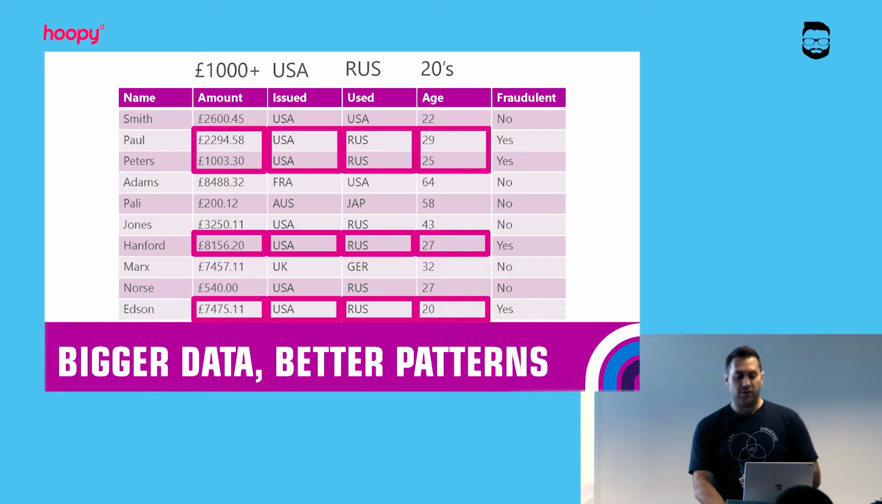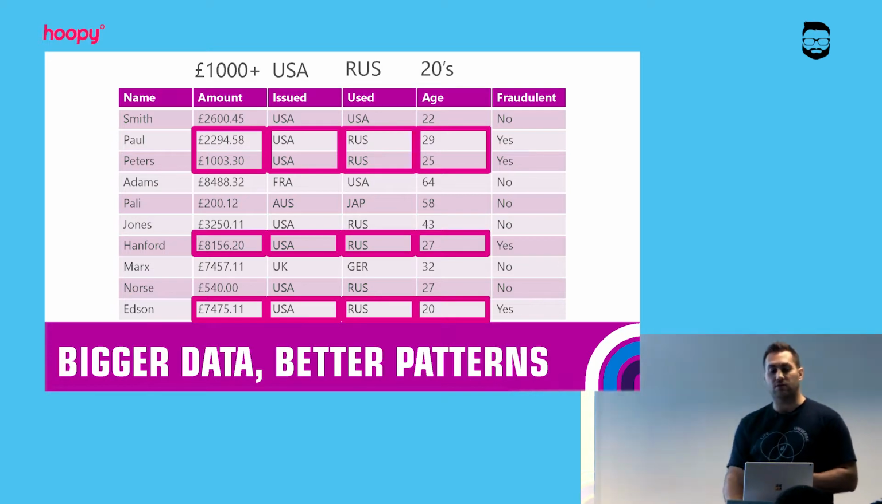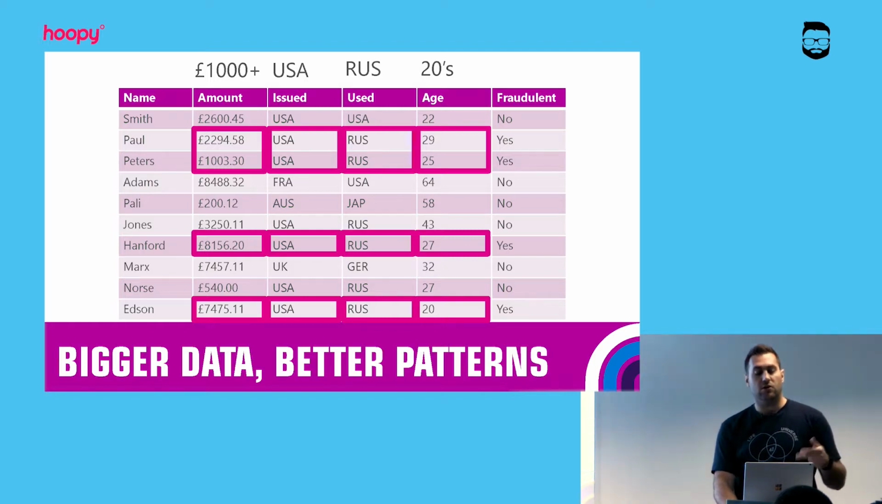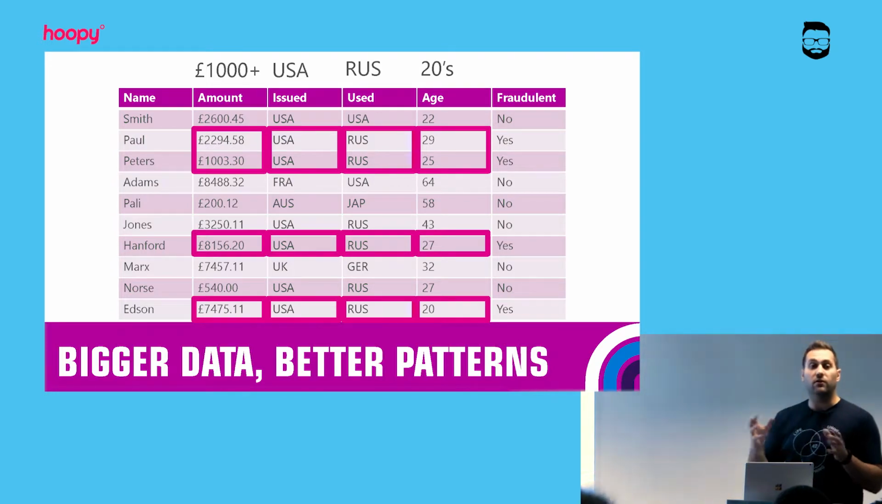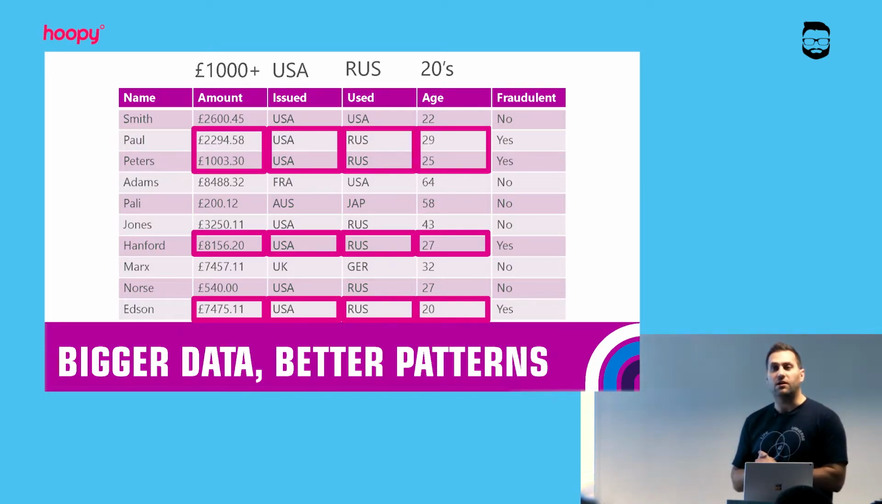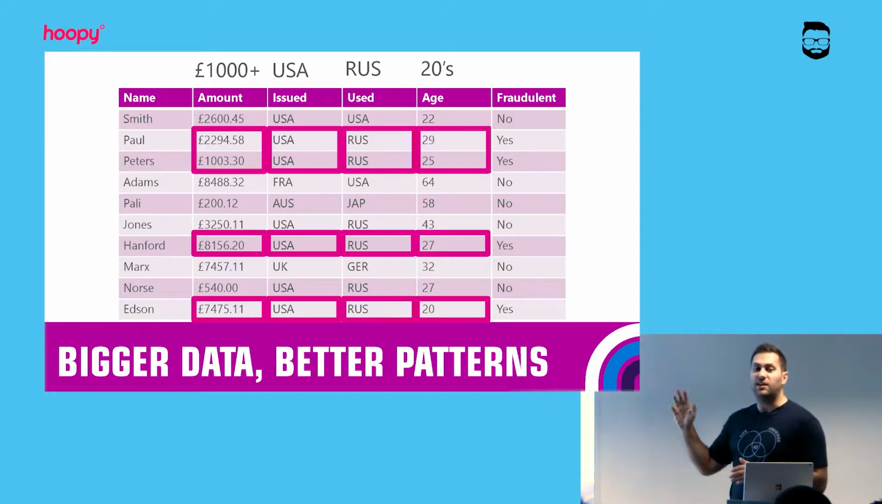So the 4 indicators are transactions that are over £1,000, on a card issued in the USA, used in Russia by somebody in their 20s. Now that starts to feel like a better model for indicating credit card fraud. You could probably take that and say, yeah, that's a decent enough way to indicate.